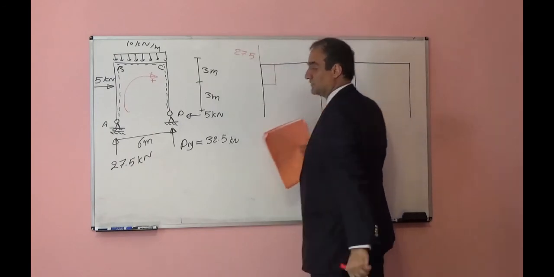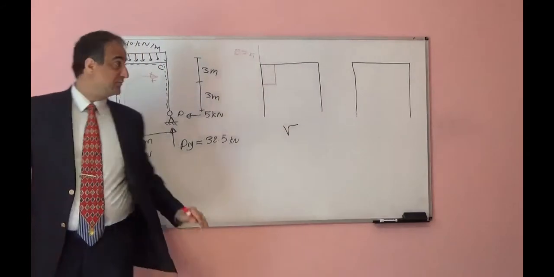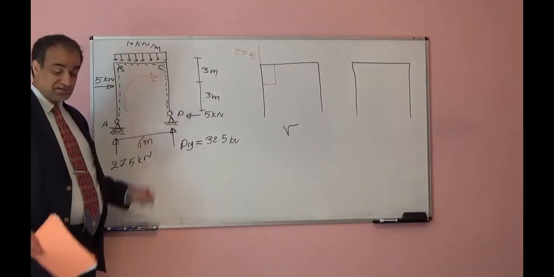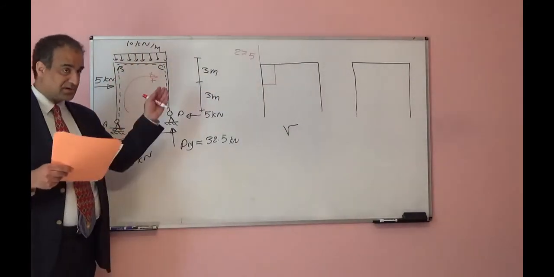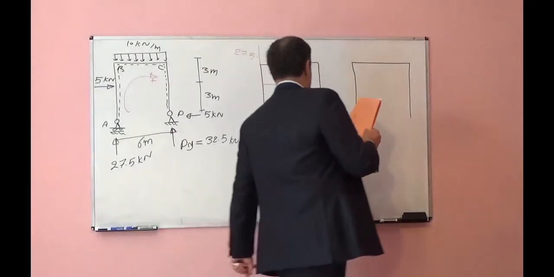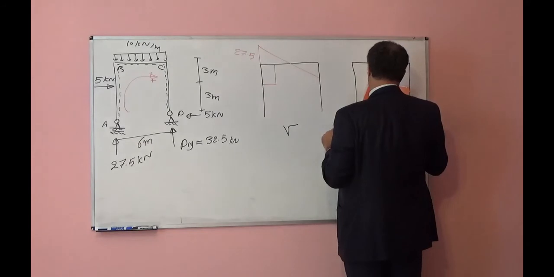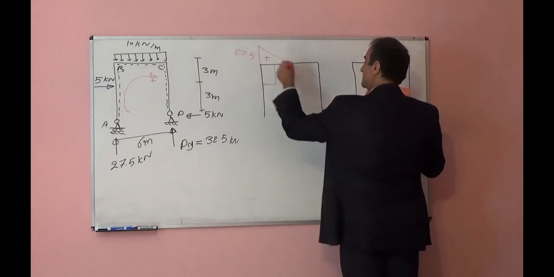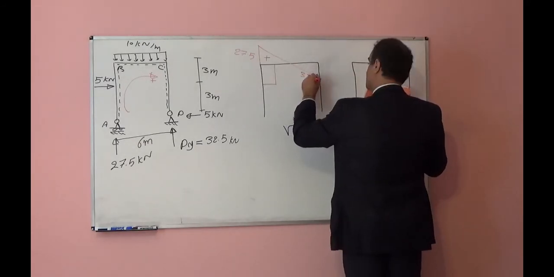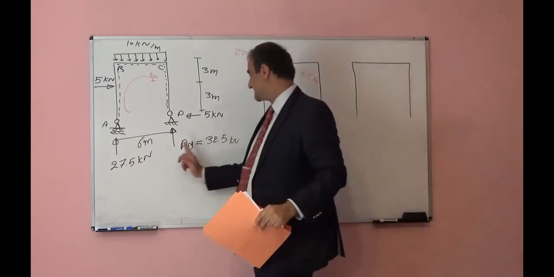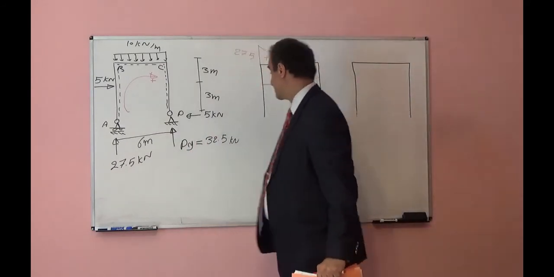27.5. From B to C, in each step if I move there is a force downward. It means with constant slope I should decrease that. I will decrease that. It goes to negative 32.5. With this reaction, I can close the diagram.